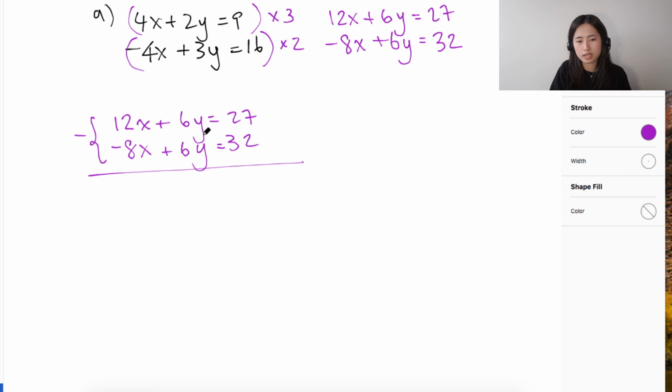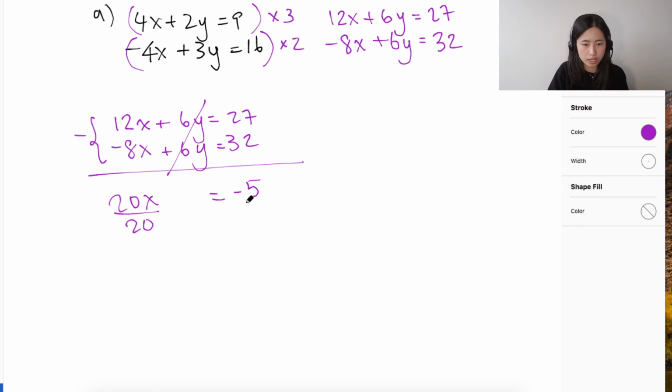Once we've set up this equation, we're going to subtract the two. So 6y minus 6y is 0. And don't forget, we're trying to distribute the negative sign to each of the terms. So this is exactly 12x minus negative 8x, so 12x plus 8x, because negative times negative is positive. So 12 plus 8 is equal to 20x, and this is equal to 27 minus 32, so that's equal to negative 5.